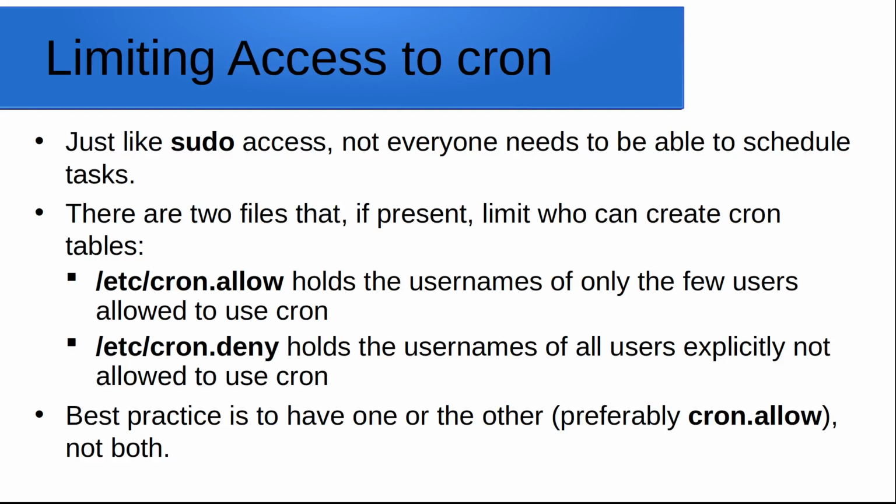And these are both in /etc. You know it's an important file because it's in the /etc directory. Cron allow and cron deny are the 2 file names. And you can guess what those do, right? Cron allow is used to list users who are allowed to use cron. Cron deny is used to list users who are not allowed to use cron. And you should use one or the other, not both.